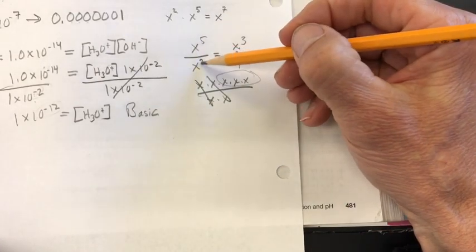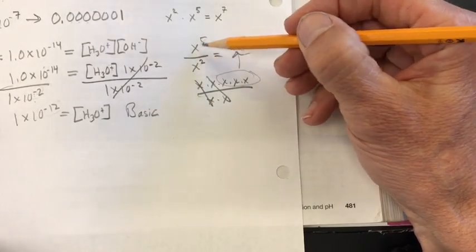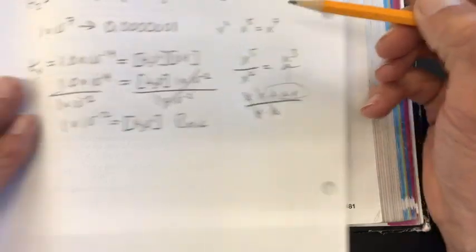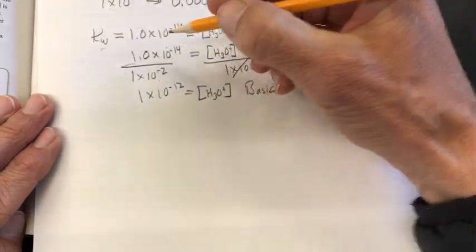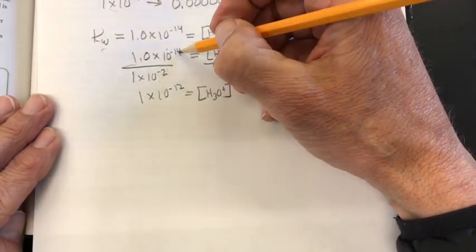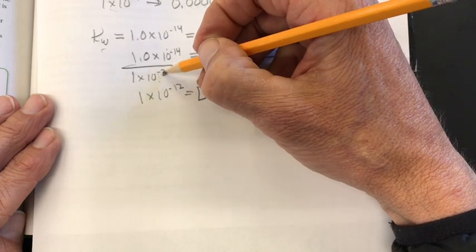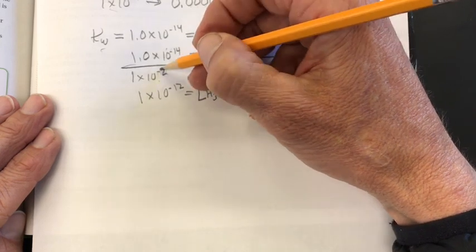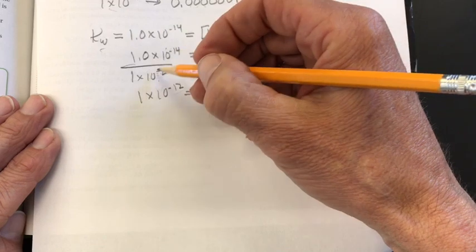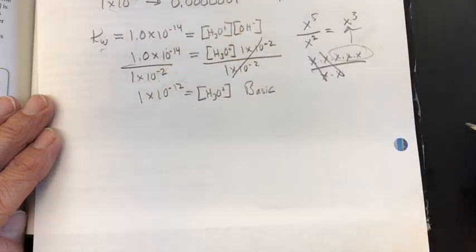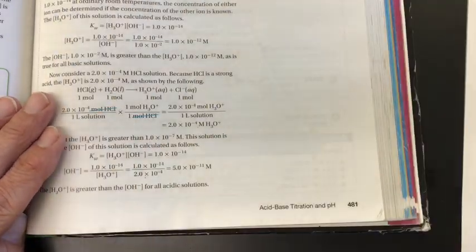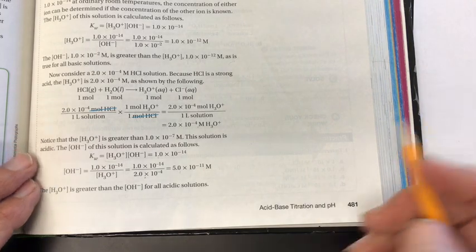X to the 3rd. So what do exponents do when you divide? They subtract. 5 minus 2 is 3. We can do the same thing here. 14 minus a minus 2. So when you subtract a negative, you have to add it, right? So what's 14 plus 2? It's -12. Well, that's always nice and easy there. We don't even need to use our calculator.